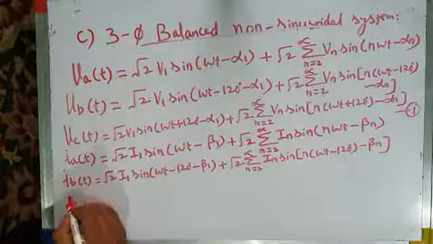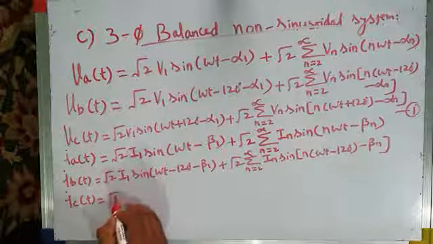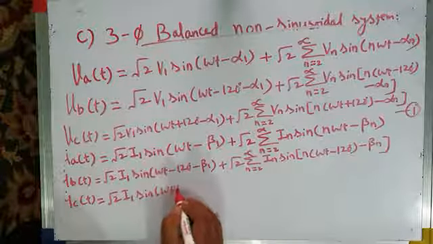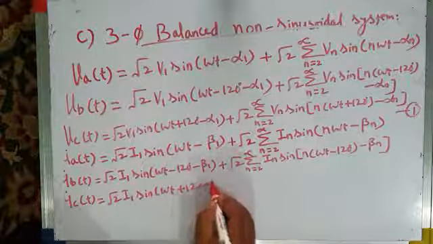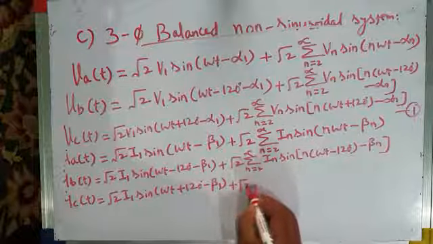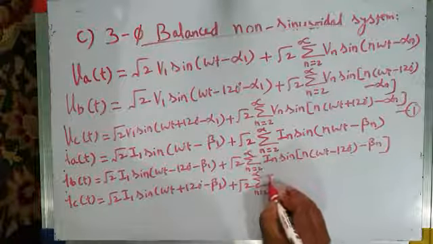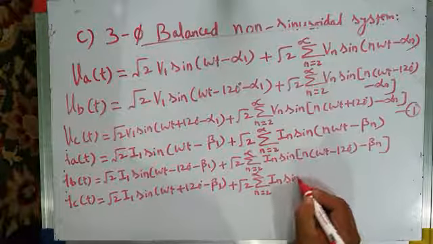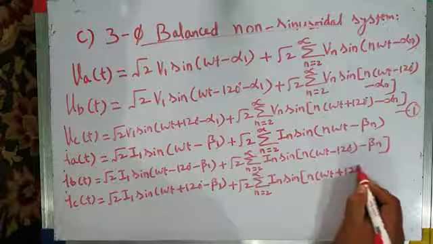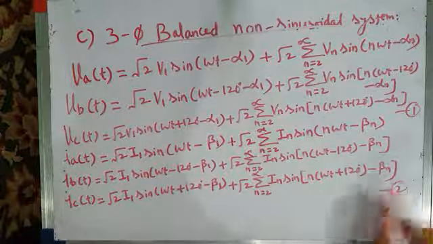And finally, the phase C current or line current iC is equal to root 2 I1 sine of omega t plus 120 degrees minus beta 1, plus root 2 times summation n equal to 2 to infinity In into sine of n into omega t plus 120 degrees minus beta n. So this is the set of currents.